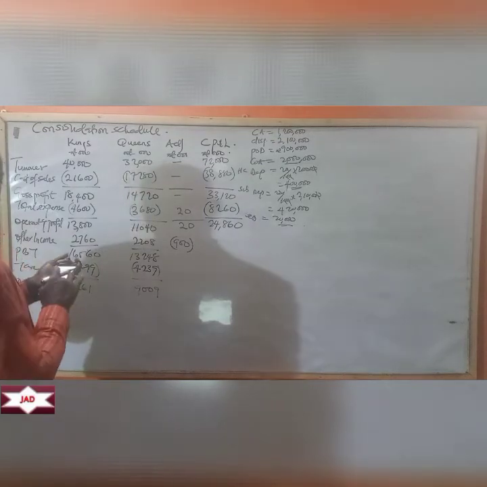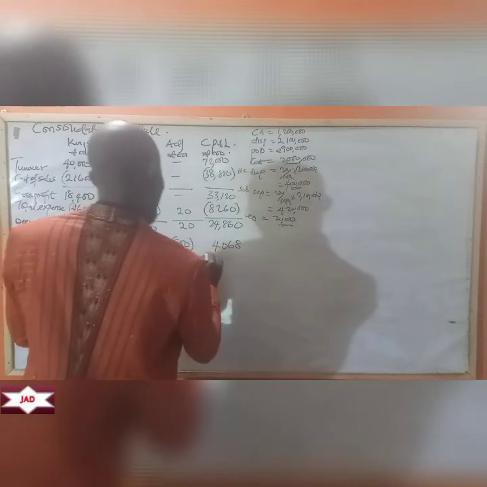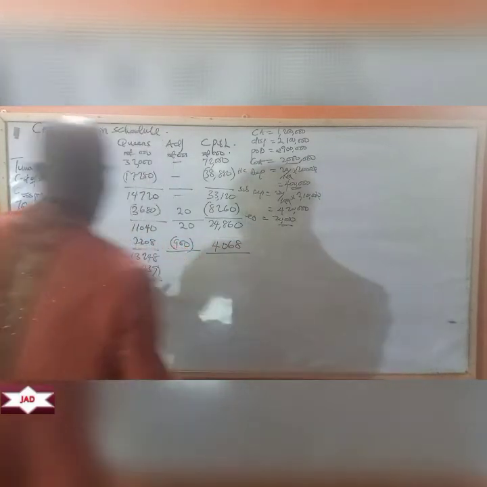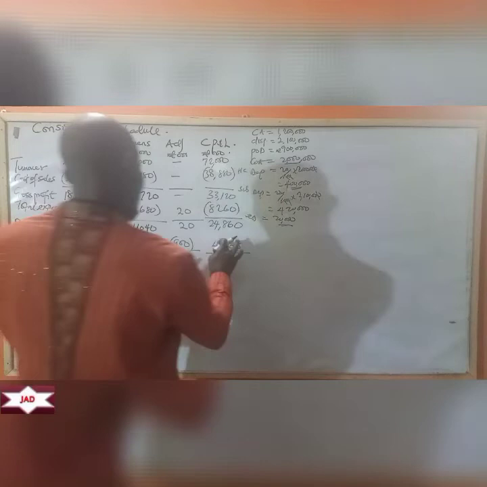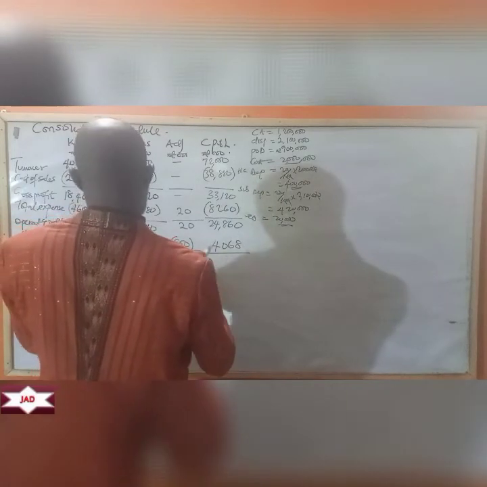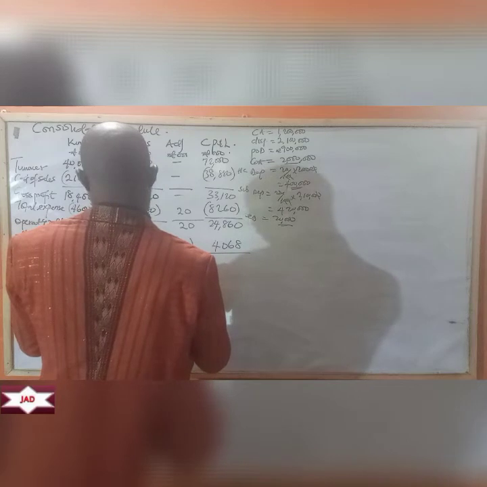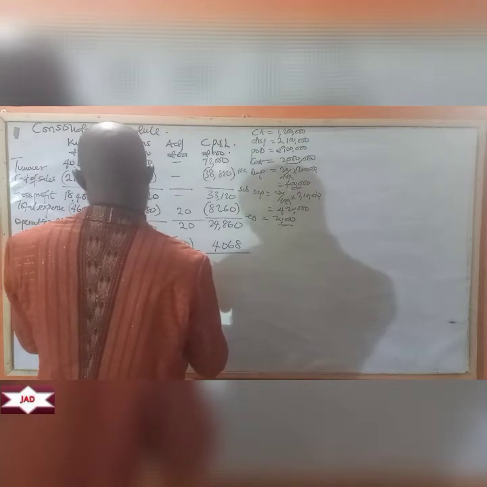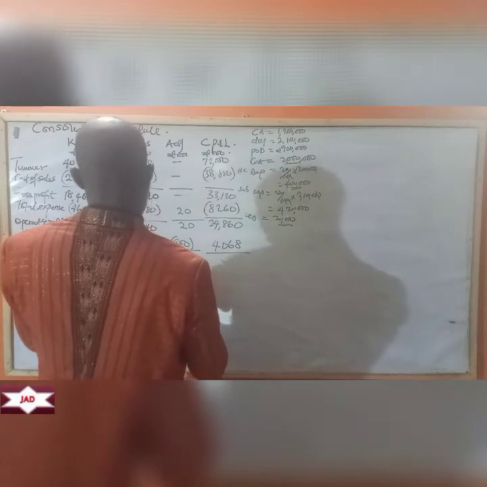2,760 plus 2,208 minus 900. So we have 4,068. Okay, 24,860 minus 4,068. So that should be plus. That should be plus 28,928.